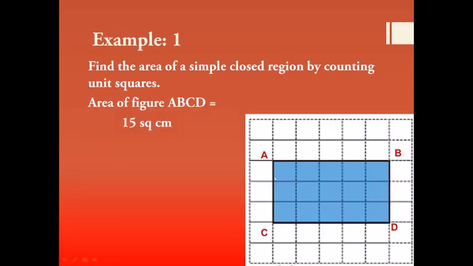Now look at the figure A, B, C, D. It is divided into many unit squares. Each square is a 1 unit square. Let's count the unit squares. 1, 2, 3, 4, 5, 6, 7, 8, 9, 10, 11, 12, 13, 14, 15. So, area of this figure is 15 square centimeter.